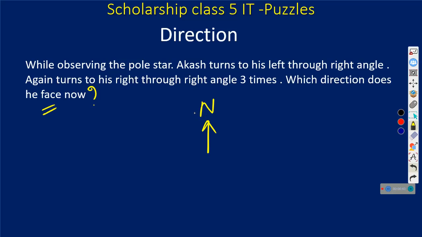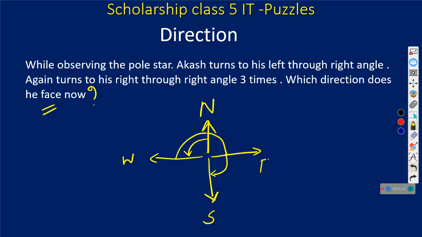Akash turns to his left through a right angle. That means Akash turned to this side, so he is now looking at this side, that is to the west. Now Akash turned to his right 3 times. That means from here he turns once to the north, then here, then again here. That means Akash turns to look here. So this is south, this is east.